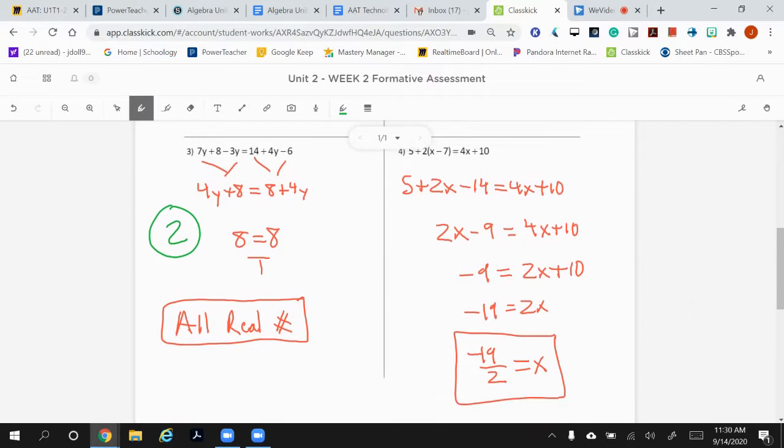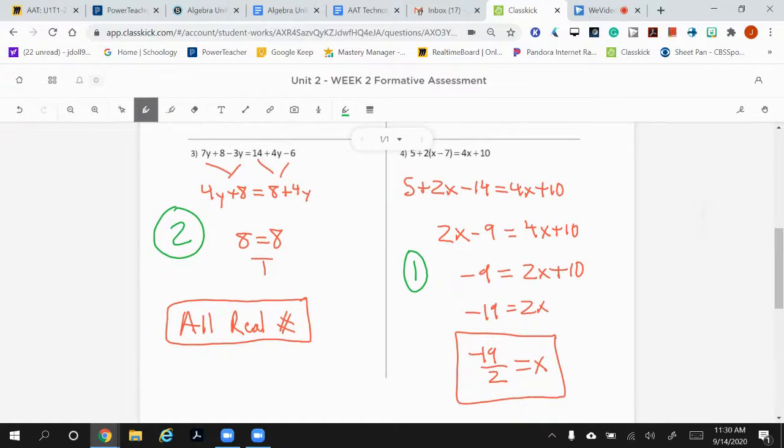Now, the last problem here, you can see this one had a lot of stuff. I ended up with a fraction. I don't really like a fraction as an answer. So I'm really kind of unconfident. That's not a word probably, but I'm not confident on this. So I'm going to give myself a 1.